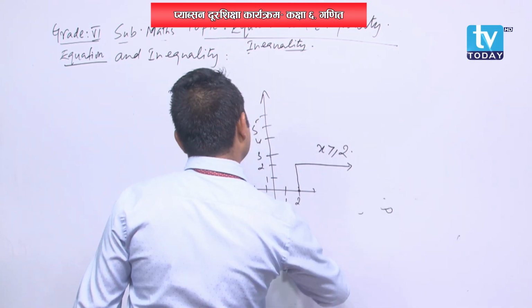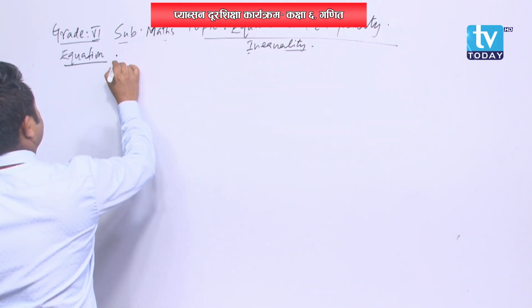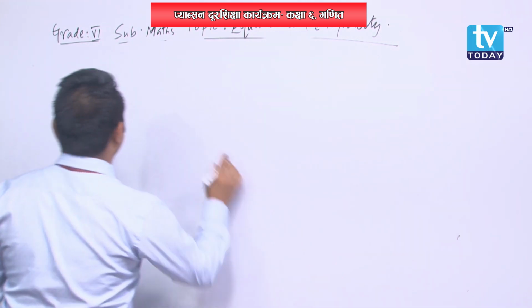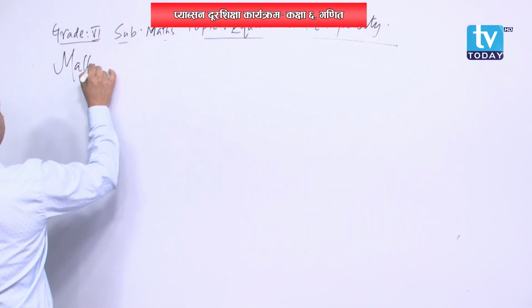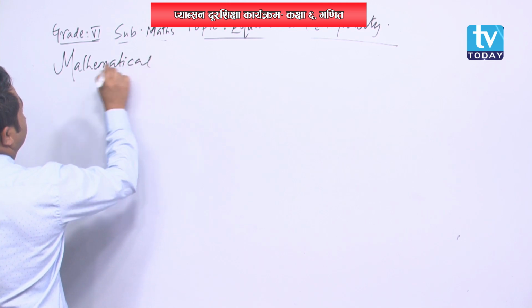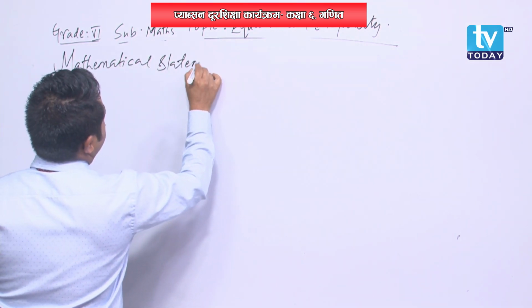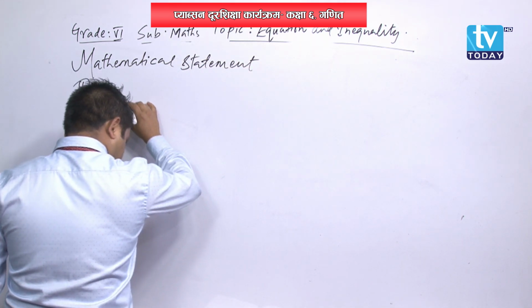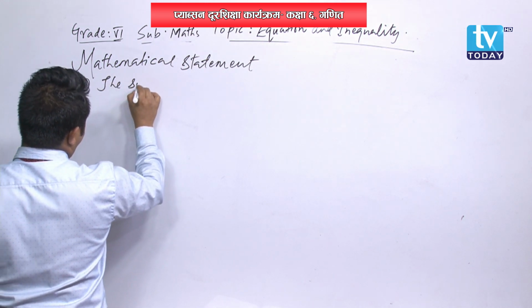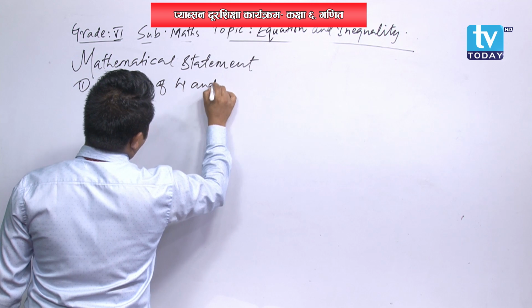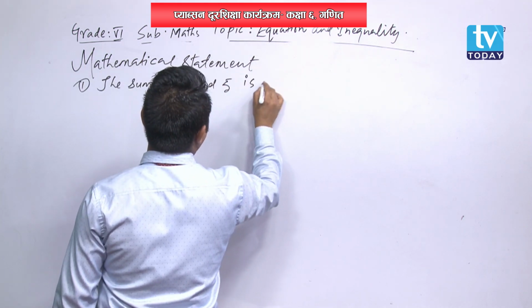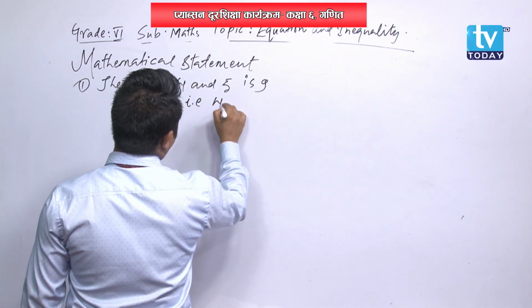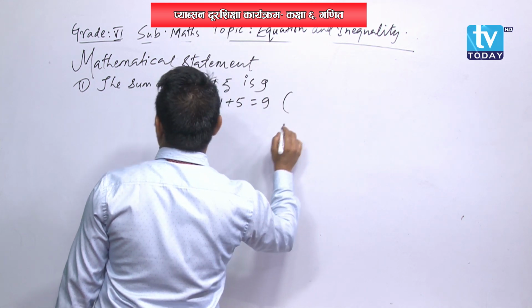First we will discuss the mathematical statement. Number 1, let me write one example. The sum of 4 and 5 is 9. The symbol for that is 4 plus 5 equals 9.